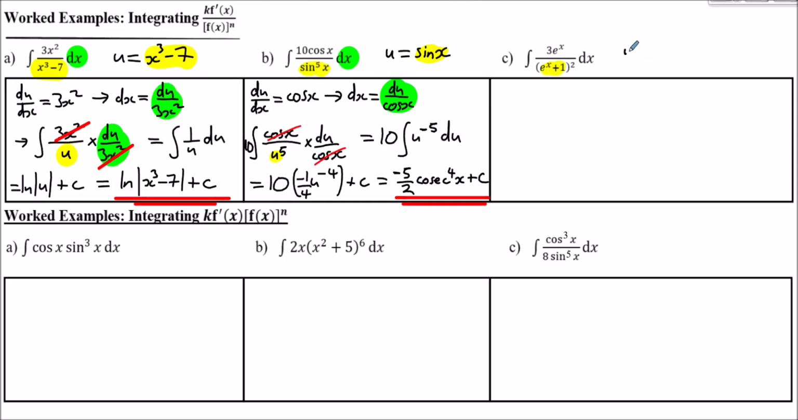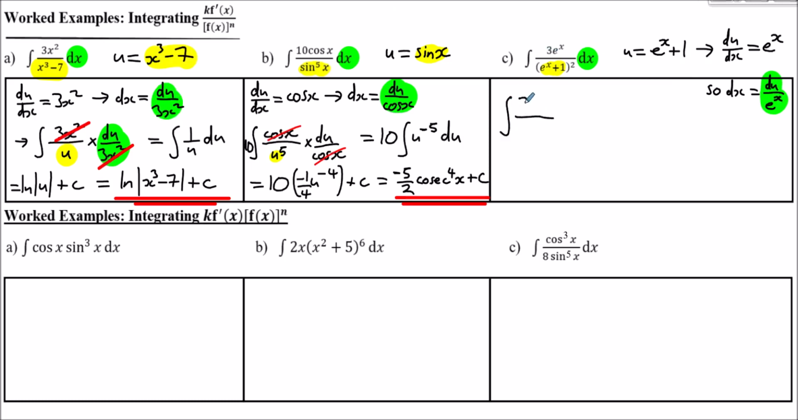So let u equal e to the x plus 1. Therefore, differentiate u with respect to x. 1 disappears, e to the x just differentiates to itself. So therefore, in terms of dx, I can say that dx is going to be du all over e to the x. So dx here is the same thing as du over e to the x. Now we're ready to transform this integral.